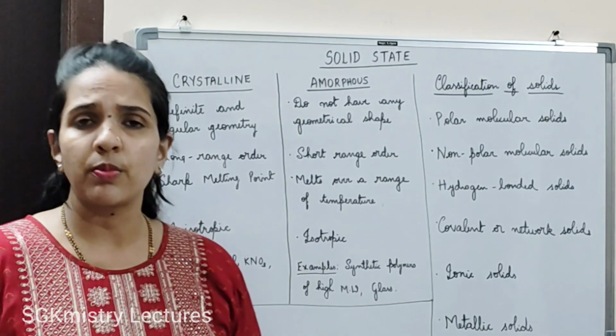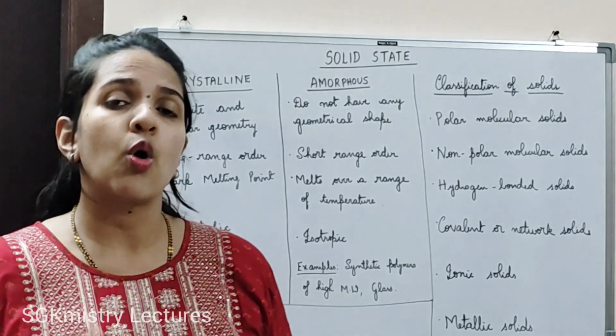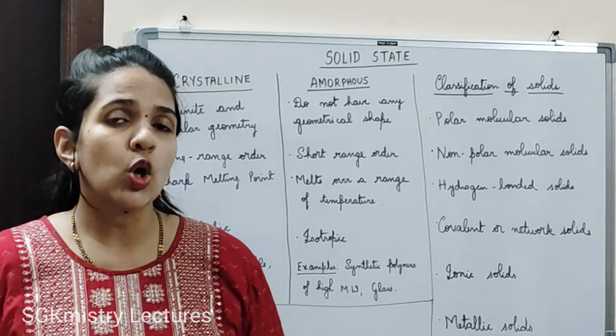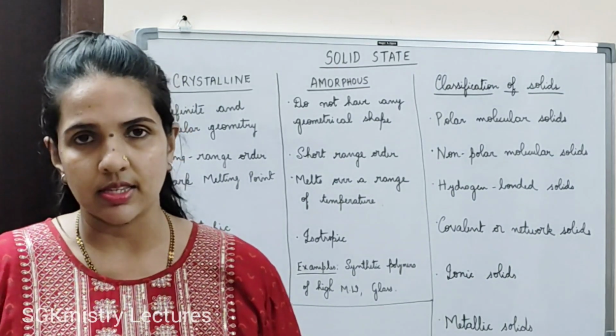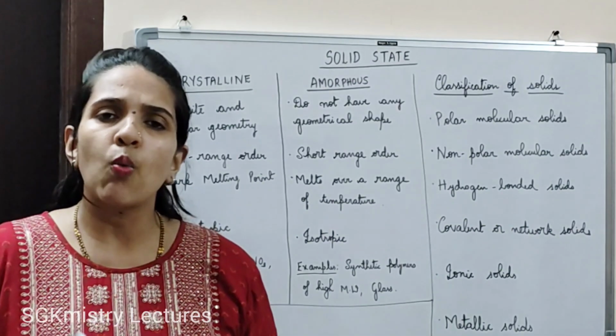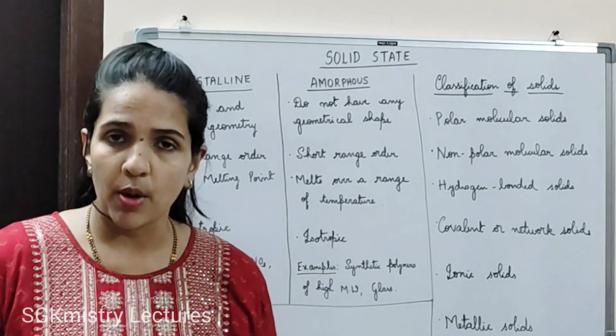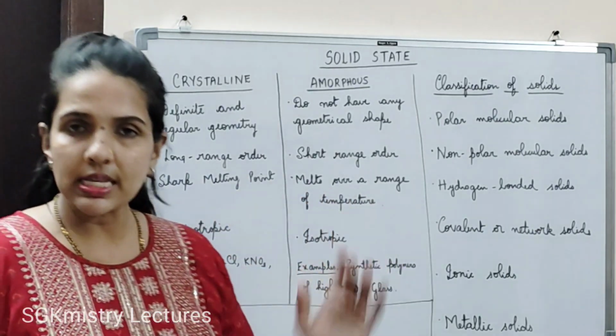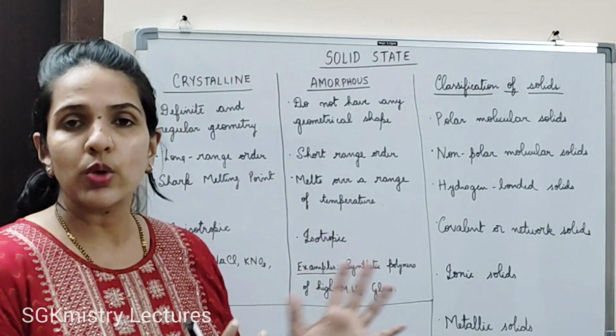So first let me come to the basic classification, or the types of solids, where we classify solids into two major categories, that is amorphous solids and crystalline solids. So what are the differences between these amorphous and crystalline solids? Here we have the basic differences between these two categories.